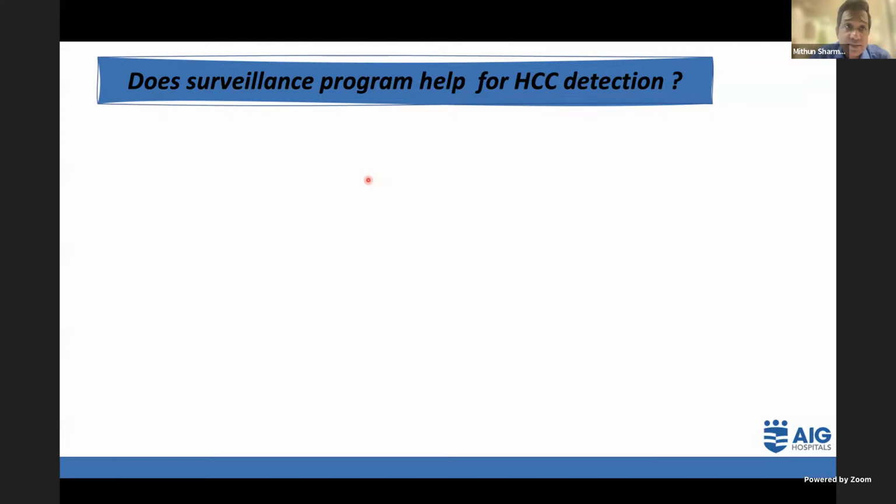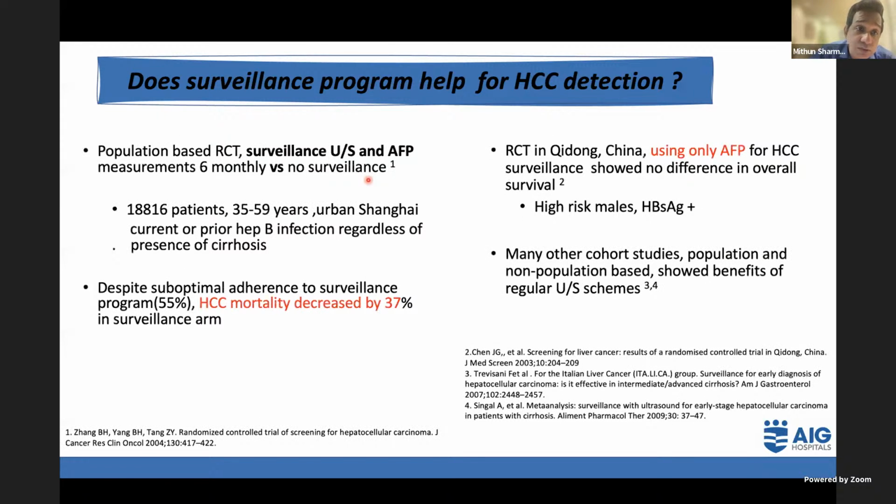The next big question that people ask is, does a surveillance program help for HCC detection? Where is the data? The data is old. This is a very old study from 2004, a population-based randomized controlled trial where they used surveillance ultrasound and alpha-fetoprotein measured every 6 months versus no surveillance. It included around 18,000 patients from urban Shanghai, with prior hepatitis B, regardless of the presence of cirrhosis. In this study the adherence to the program was very suboptimal, only 55% of patients adhered to it, yet the mortality of HCC decreased by 37% in the surveillance arm.